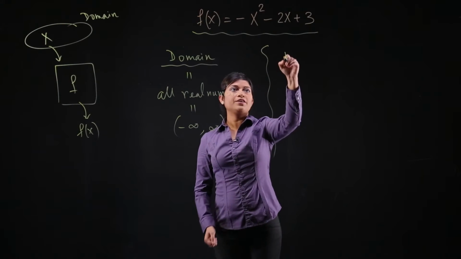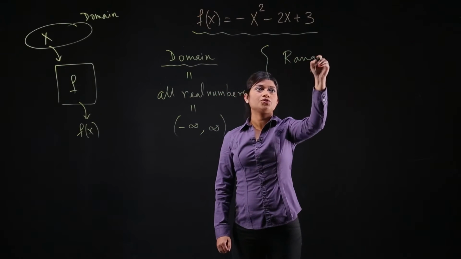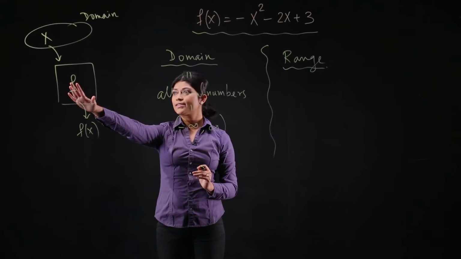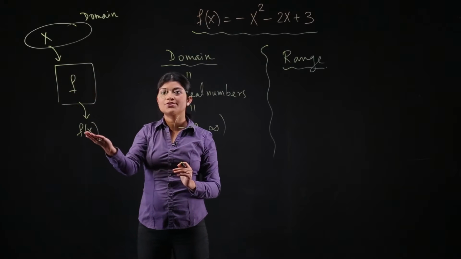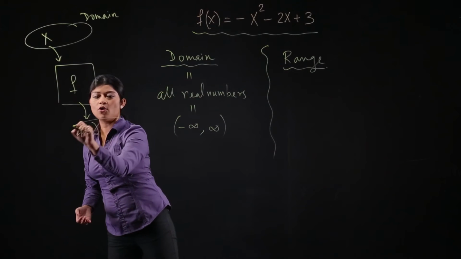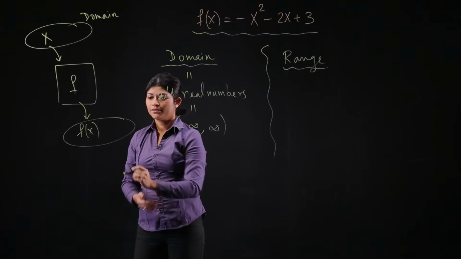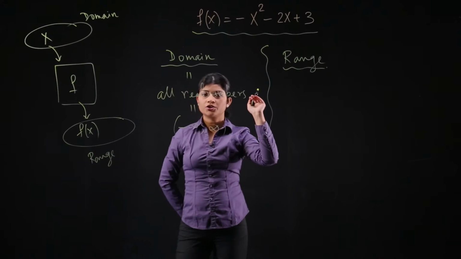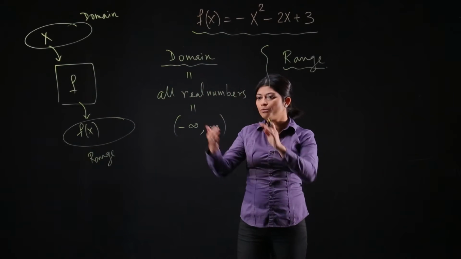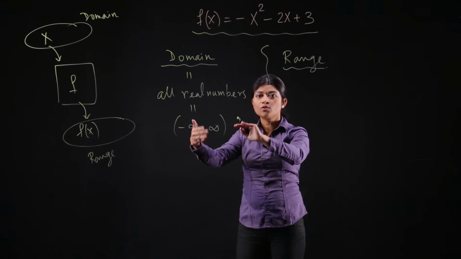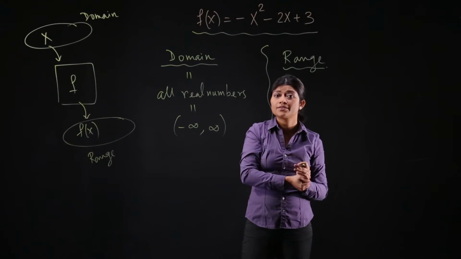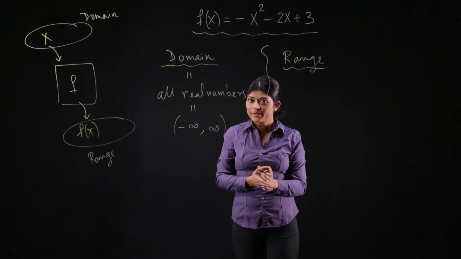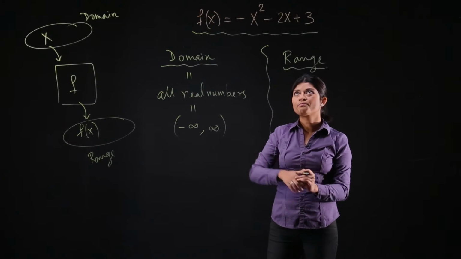Now, we have to figure out what is the range of the function. So if we come back to this particular setup, what is range? Range is all this output that you are getting. Okay. So for this particular function, let's think about when you plug in all these real numbers, what kind of output are we going to get? Are we getting all real numbers as output? Let's be careful and think about it, okay?